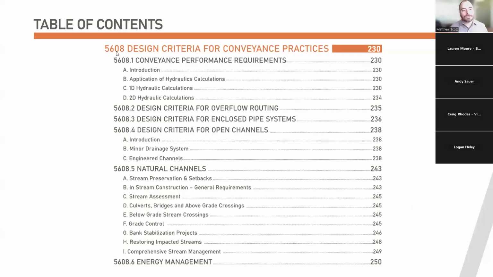So again, just the outline for this section, starting at the top, conveyance performance requirements. I'll briefly cover that in the slide. Criteria around overflow routing that Lauren had mentioned, that will be familiar from previous manuals, as well as criteria for enclosed pipe systems. I'll talk a little bit about open channels and natural channels and energy management in the next few slides. Next slide.